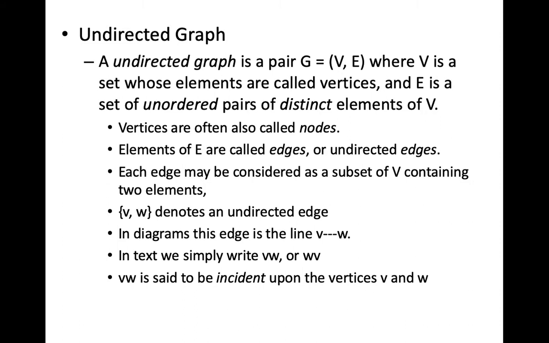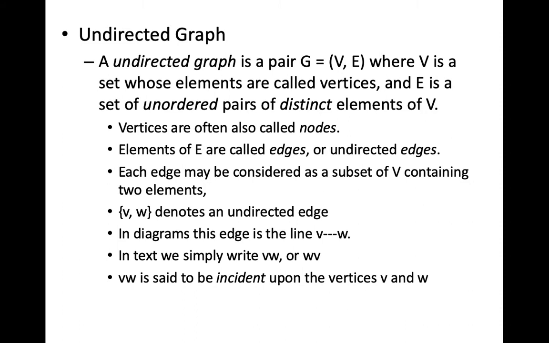An undirected graph is a pair of a set of vertices and a set of edges. V is a set of vertices, E is a set of edges. The edges are unordered pairs, and each element is a distinct vertex in V. So we do not have an edge from U to U, for example. Vertices are also called nodes. Elements of E are called edges or undirected edges.